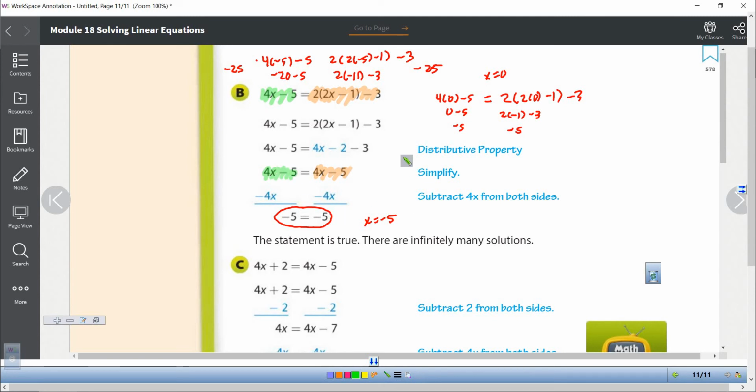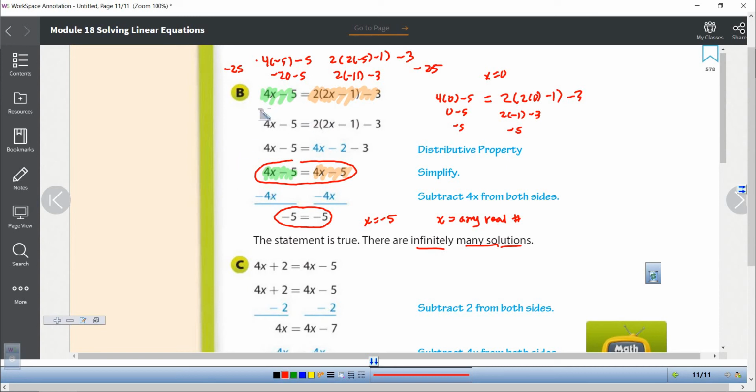All right? So think about what we're trying to do. We're trying to find the value of the variable that makes the equation true. We're trying to find the value of the variable that makes 4x minus 5 equal 4x minus 5. And that's everything. So there are infinitely many solutions. Or sometimes we say x equals any real number. Okay, so that is a special case right there when the left side always equals the right side.